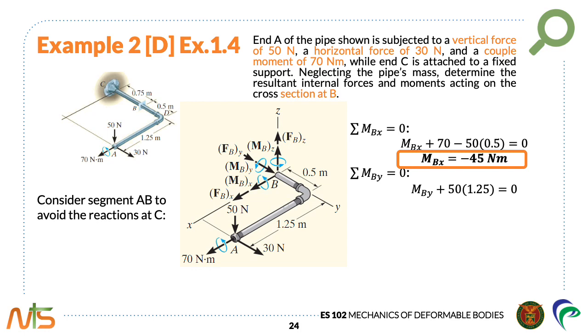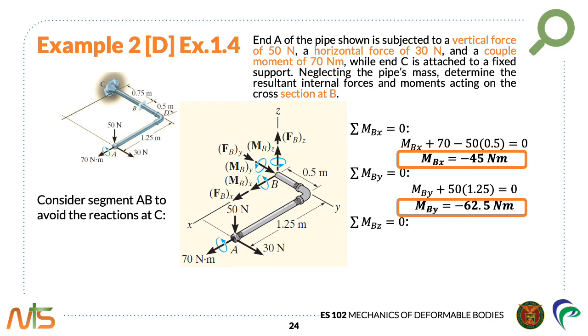We therefore have MBY equal to negative 62.5 Newton meters. Since it is a negative scalar, the direction of MBY is in the opposite direction. So instead of going to the positive y-axis, it is directed to the negative y-axis.